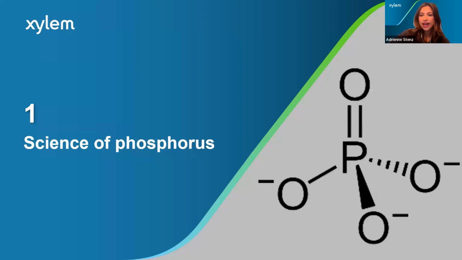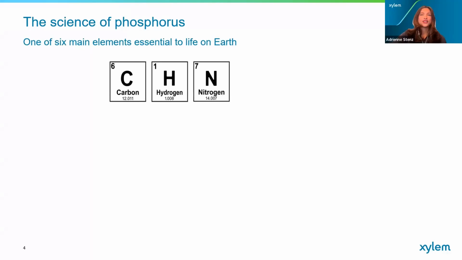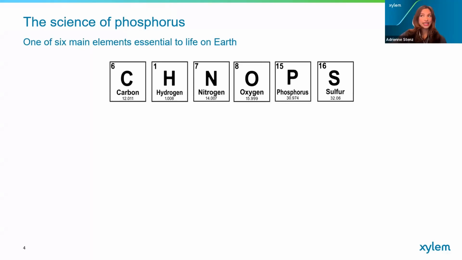So let's take a step back and talk about what phosphorus actually is and how it behaves in the environment and in our treatment systems. Phosphorus is essential to life on Earth. All living beings are made up of 6 main elements. Those elements are carbon, hydrogen, nitrogen, oxygen, phosphorus, and sulfur.